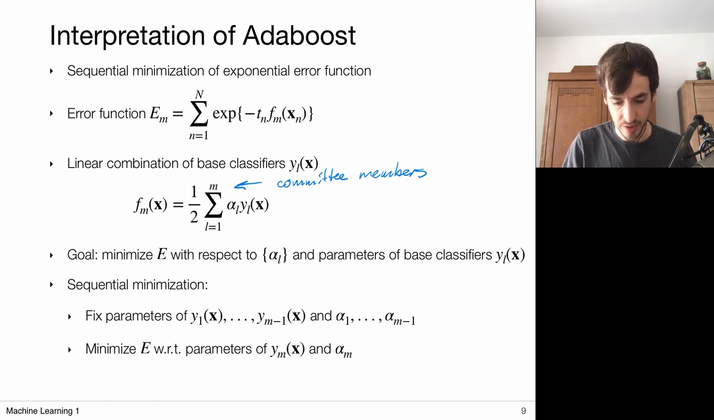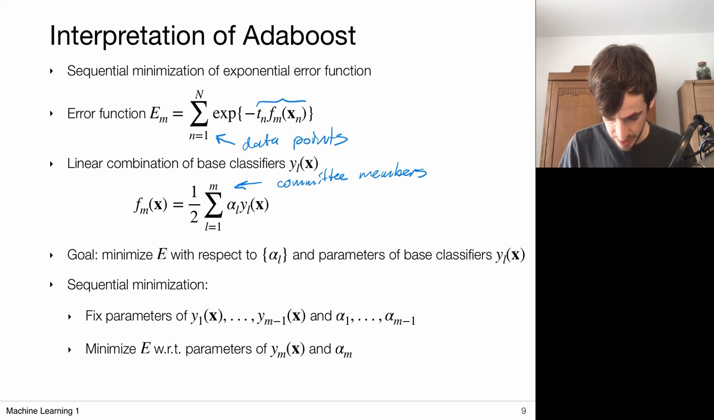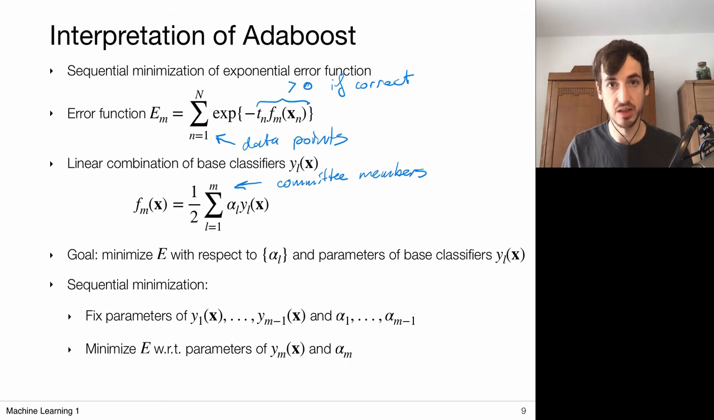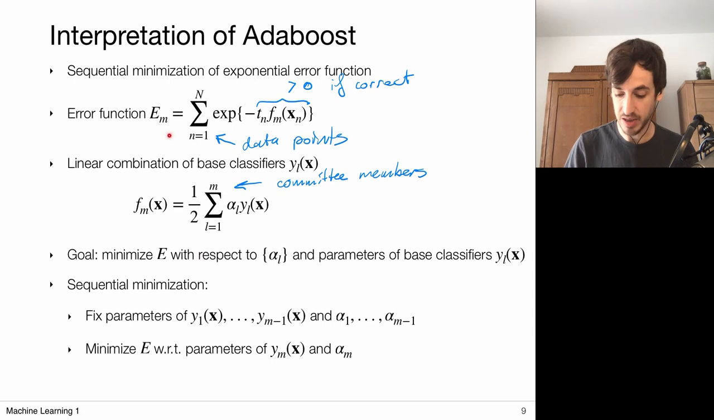Okay, and then you see that this term quantifies the total error, right? Because n indexes my data points. And this particular term, t_n times f_m of x_n, is essentially larger than zero if correct. And if it's incorrect, then it's smaller than zero, right? Because the target is either one or minus one, and also my prediction is either positive or negative. So if my predictions are correct, this term is positive, and then times minus one in this exponential, the total error will be small if I have a lot of correct predictions. But whenever I make a lot of errors, this error is large. Okay, so this is an error function that we want to minimize.